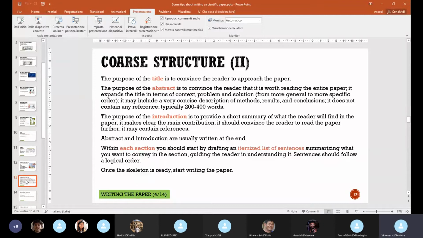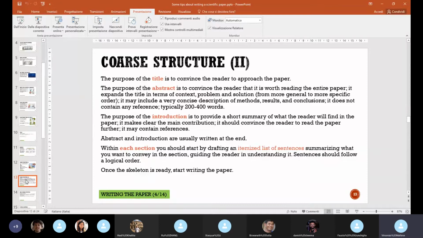When you start drafting the course structure of your paper, you should write a kind of itemized list of the sentences you are going to describe in each section. So basically, at the end of this initial exercise, you should have something like 2 pages with the skeleton and the index of your paper, and some sentences within each section with an idea of what you will write in each section, in logical order, in order to present the message to the community.